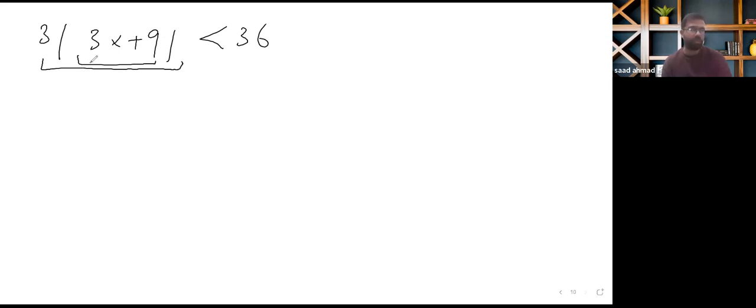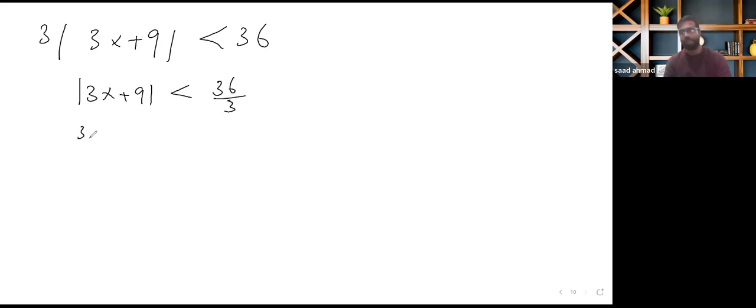As I said, we cannot solve it unless we have the absolute value sign on one side and everything else on the other side. So first of all, we will divide by 3. And then we get 12.